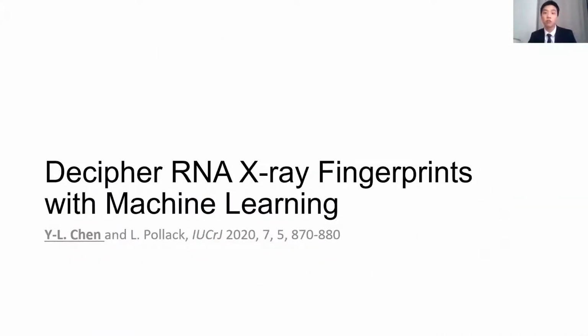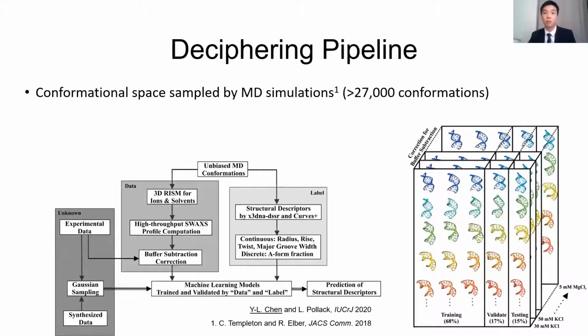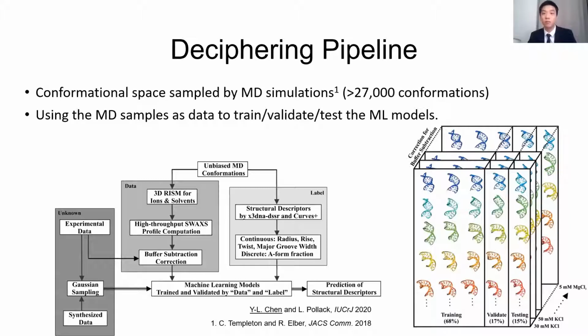We use the RNA structure and WAXS profile to train the machine learning model and use the trained model to get information from the experimental data. And we call this deciphering. So the deciphering pipeline is the following. We use unbiased MD simulations as a conformation sampler, compute the profile, and extract structural parameters for every one of the conformations. The WAXS profiles are the feature vectors and the structural parameters are the labels, such as helical rise or groove width geometries. Some of these parameters are continuous and some of them are discrete.